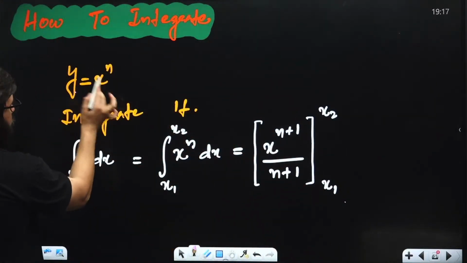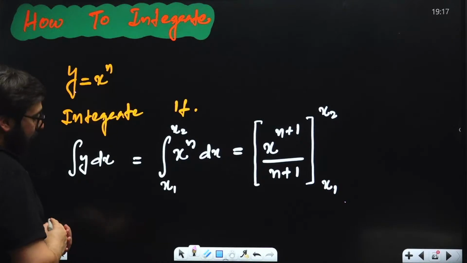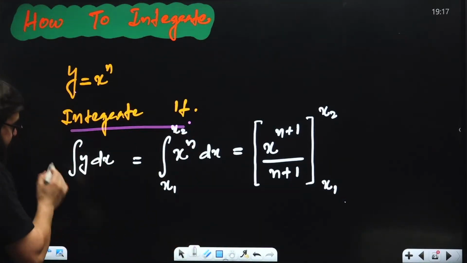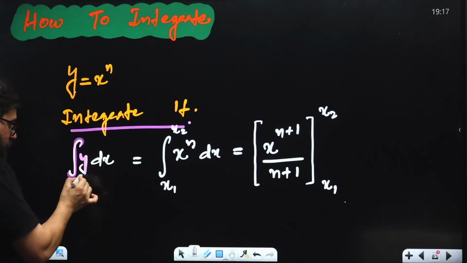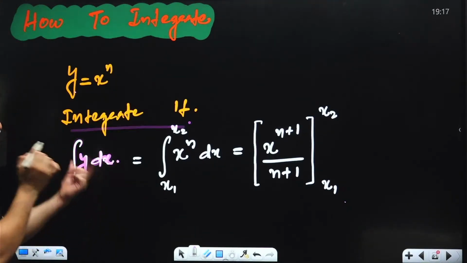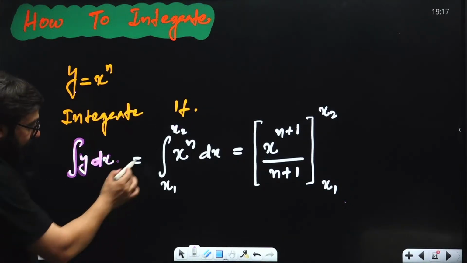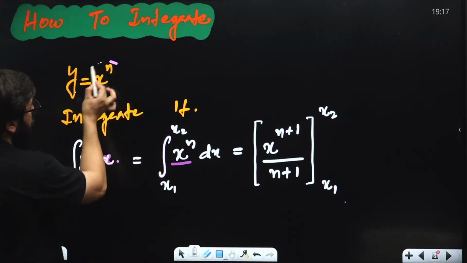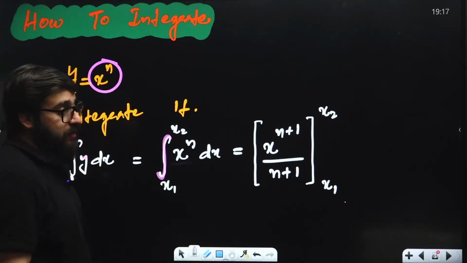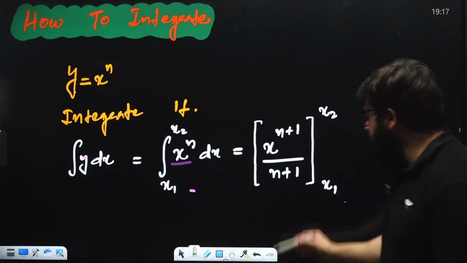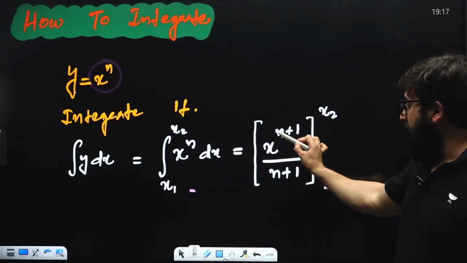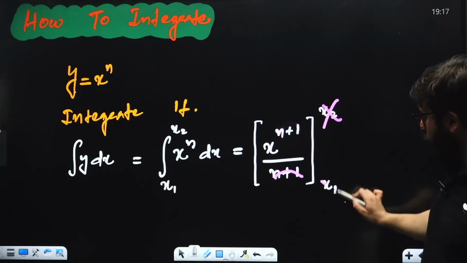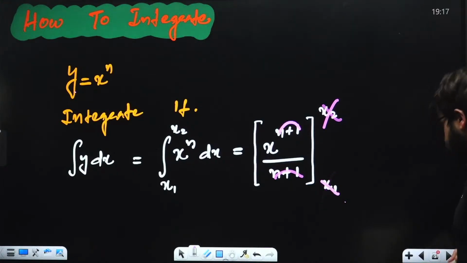Let's suppose you have got y is equal to x raised power n, and you have to integrate it. We write it something like this: integration of y dx. This means integration of y. So we write integration of, instead of y we put x raised power n, because y is equal to x raised power n. Now do the integration. So it is x raised power n plus 1 upon n plus 1, power plus 1 upon power plus 1. Ignore these as of now. I will tell you after some time.